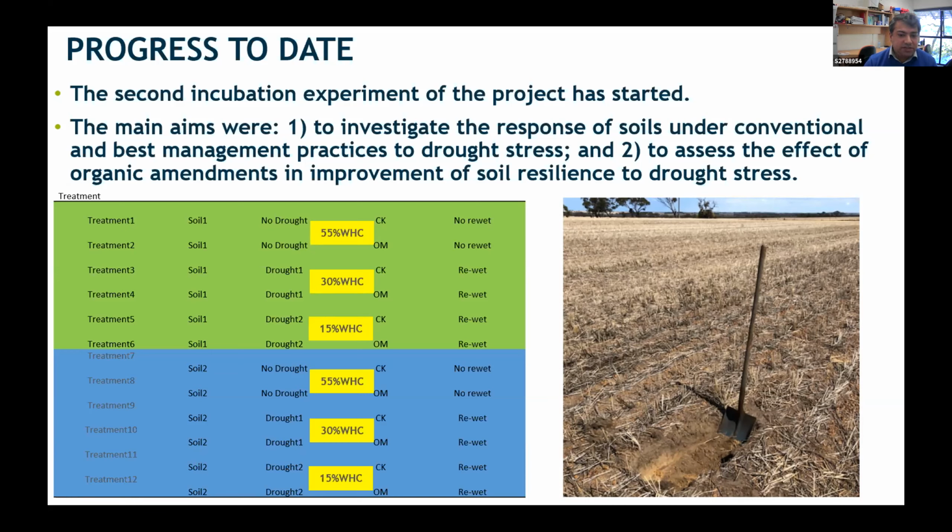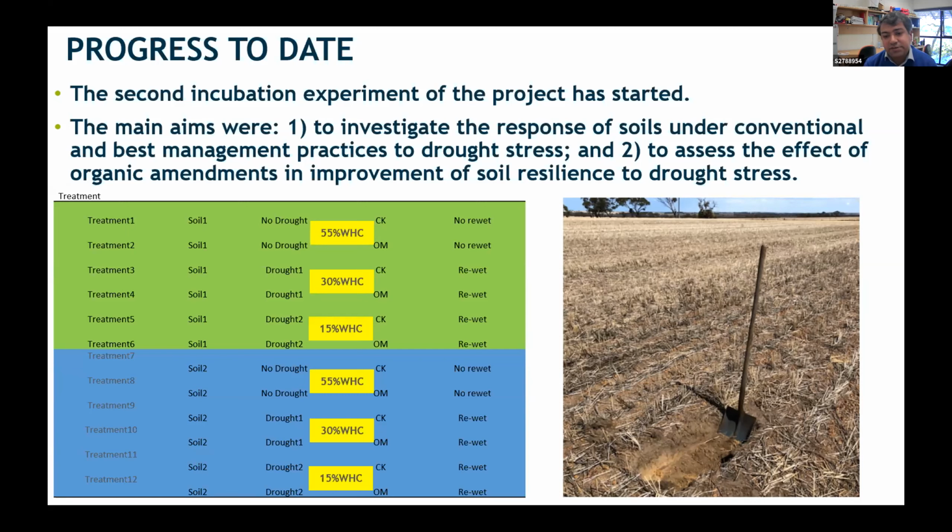So here you can see when we lift the drought, we had three moisture conditions: 15% water holding capacity, 30% water holding capacity, and 55% water holding capacity at the beginning of the experiment. But when we lift the drought, we bring all of them up to 55% water holding capacity, which is the optimum condition for plant growth.